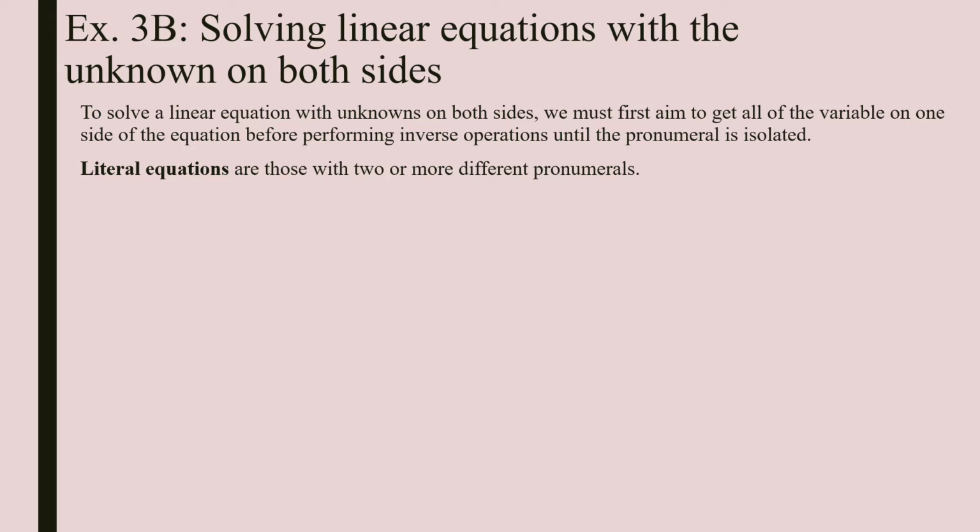Today we'll be looking at Exercise 3b, solving linear equations with the unknown on both sides. So previously we looked at solving equations where there was only a variable on one side. This time we'll have perhaps x or y or whatever letter we might be dealing with on both sides of the equation. Okay, so to do that, we first want to get all of the variables on one side of the equation, and then we continue to perform our inverse operations until it's isolated, just as we would normally if there was only one pronumeral present on one side of the equation.